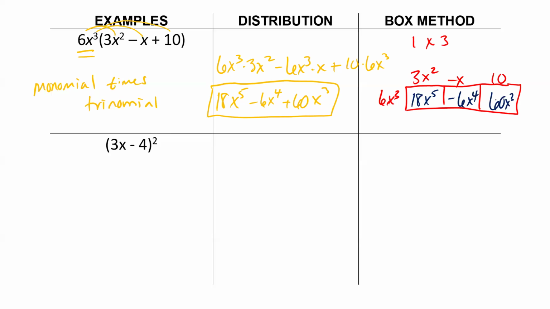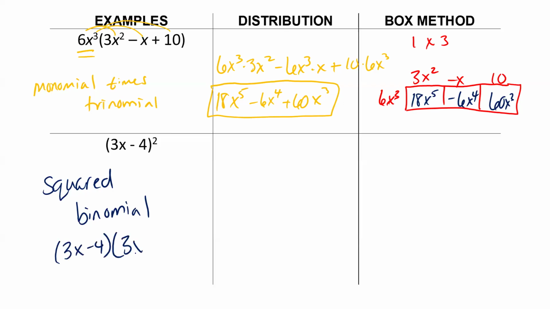Yes. It's just visually, which one do you like? There you go. So that's why I show you both. You choose which one you prefer. Okay? All right. Next, we're going to go on to the next example. Our next example is a squared binomial. Exactly. It's a squared binomial, which means that it repeats itself. So it becomes 3x minus 4 times 3x minus 4.